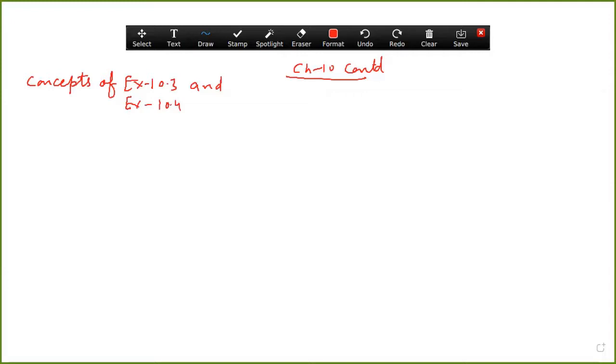As we have discussed what scalar and vector quantities are and how to get the component of a vector, and other properties of vectors in exercise 10.2, today we will discuss how to get the product of two vectors. Product of two vectors.